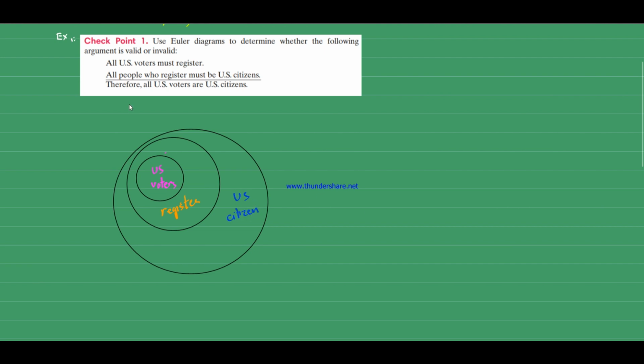Now the conclusion is: therefore all U.S. voters must be U.S. citizens. So you see that U.S. voter must be U.S. citizen. That's why U.S. voter must be a subset of U.S. citizen, inside right here. If we draw the picture like this, then we know that this conclusion is valid. So the whole argument must be valid.